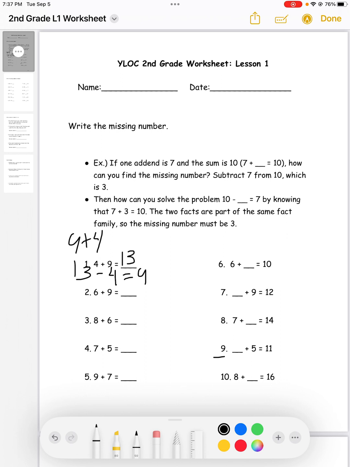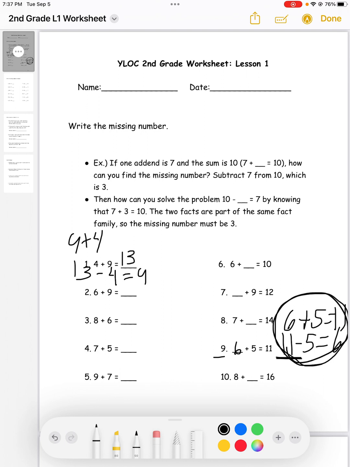You could just easily subtract 11 minus 5, and 11 minus 5 equals 6. And I know that because they're in the same fact family with 11, so it's really easy to do that. And it would be the same if these were switched. And we could again check our answer by just adding 6 plus 5, and that still equals 11 because they're all in the same fact family.